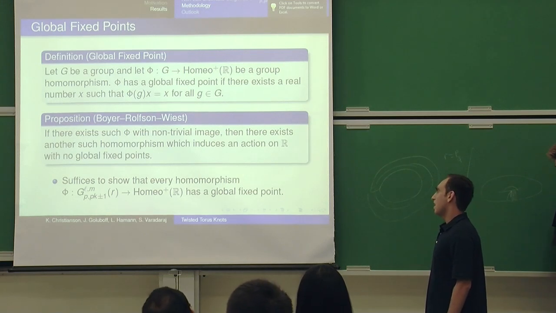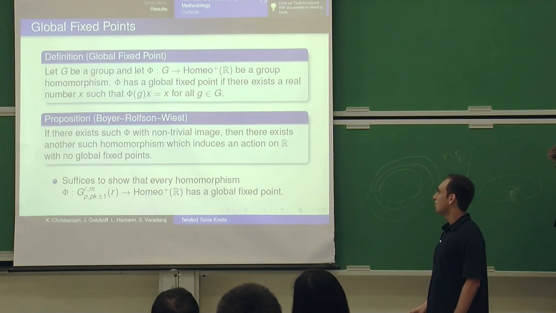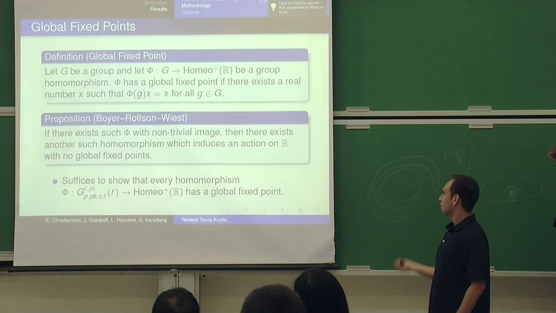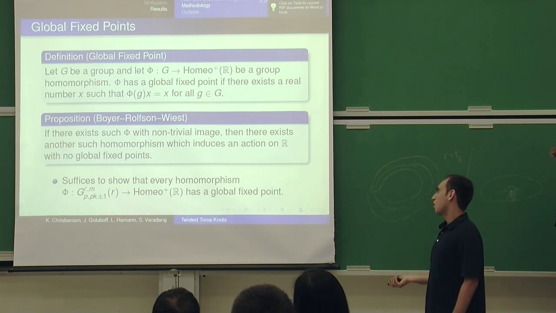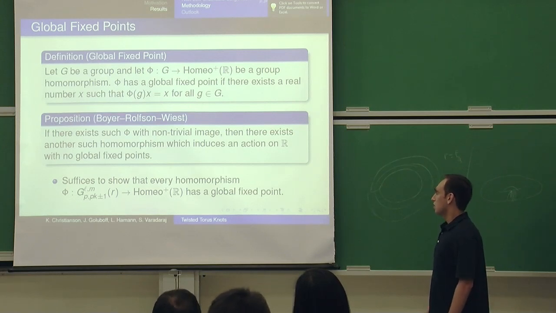To explain why, I need to introduce the definition of a global fixed point. If you have a group action on the real numbers, a real number is called a global fixed point if the stabilizer of that number is the entire group. Basically, every element of the group fixes it. And the reason we care about these global fixed points is because of the following proposition due to Boyer, Rolfsen, and Wiest, which basically says if you have a non-trivial group action, there must be another action with no global fixed points.